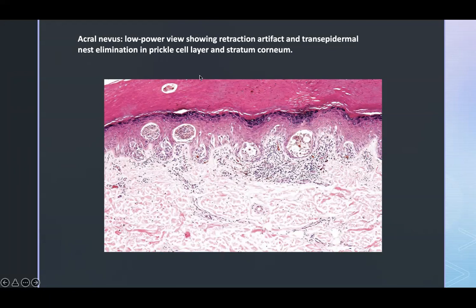But often with trauma to the lesion, because again, these are on acral surfaces, easy to be traumatized, you get transepidermal pigment elimination and other features that can be very worrisome looking. So doing IHC, for example, for PRAME could be very helpful because if it's negative completely, then that helps reassure you.